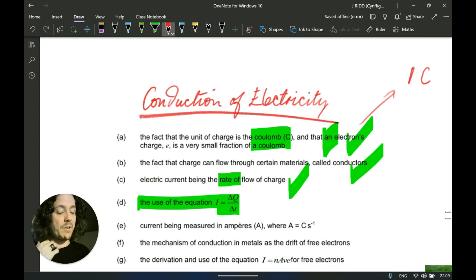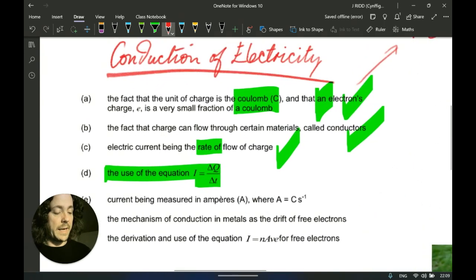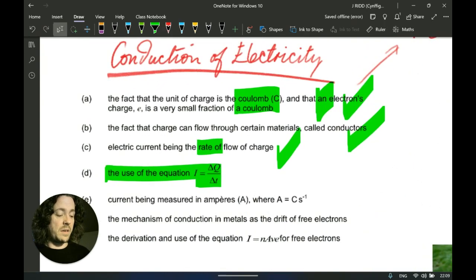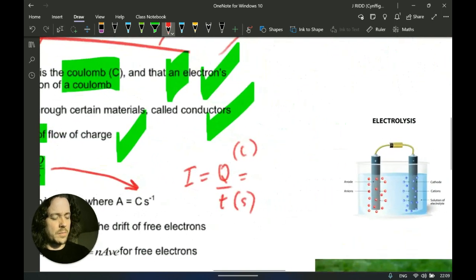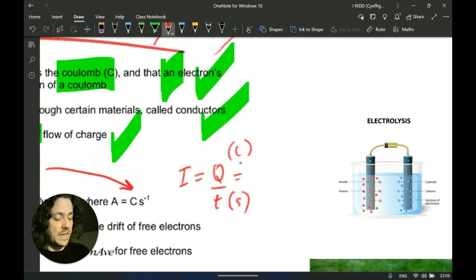Now, part E, current being measured in amperes, A, where 1 ampere is, if you like, a coulomb per second. I mean, that's just derived directly from there, isn't it? All right, and because I is equal to Q over T, charge is obviously measured in coulombs, like we just mentioned. Time is measured in seconds. So remember, when we've got seconds on the bottom, we could say then that 1 amp is equal to 1 coulomb per second, or 1 coulomb seconds to the minus 1.